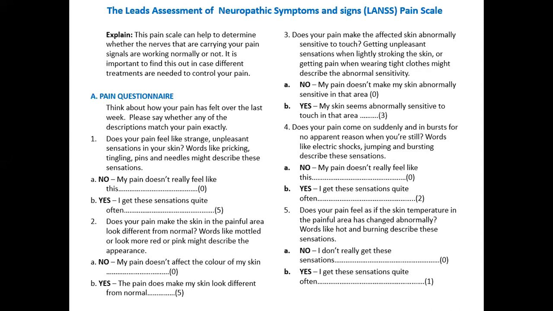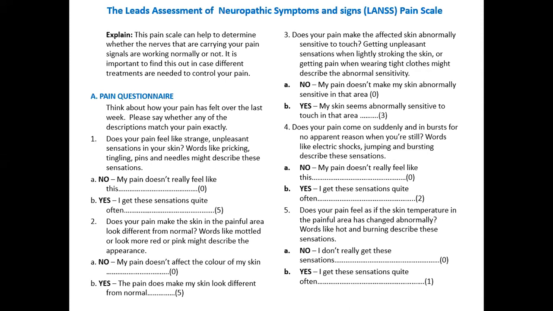Then, does your pain make the skin in the pain area look different from normal? Now, you realize that for those who deal with patients with long-standing neuropathic pain, especially our dark-skinned people, the affected part becomes darker, especially on the limbs. In the torso, it becomes pinker, red, or whealed. And the patient will tell you these descriptions.